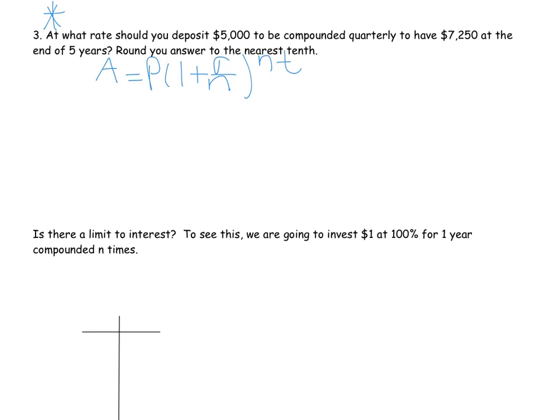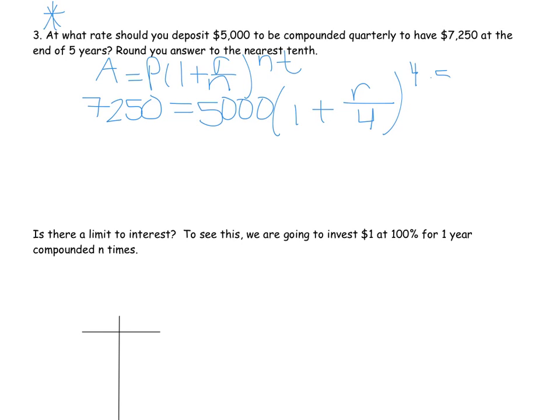At what rate? So we're looking for R. And we want to make $7,250 from the $5,000 that we put in. And that's 5,000 times 1 plus our R. And we're compounding quarterly, so divided by 4, raised to the 4 times 5.